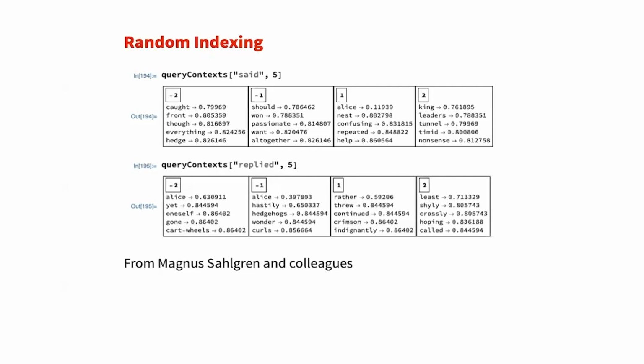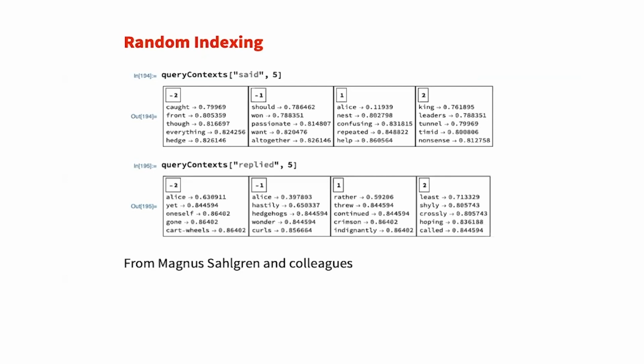The example here shows left and right contexts of two words in Alice in Wonderland, said and replied. And what it shows us is that Lewis Carroll preferred to use the phrase said Alice instead of Alice said, but he preferred to write Alice replied instead of replied Alice. So by looking at the left context of replied and the right context of said, we can see the terms that are most likely to be found in front of or behind those particular verbs.